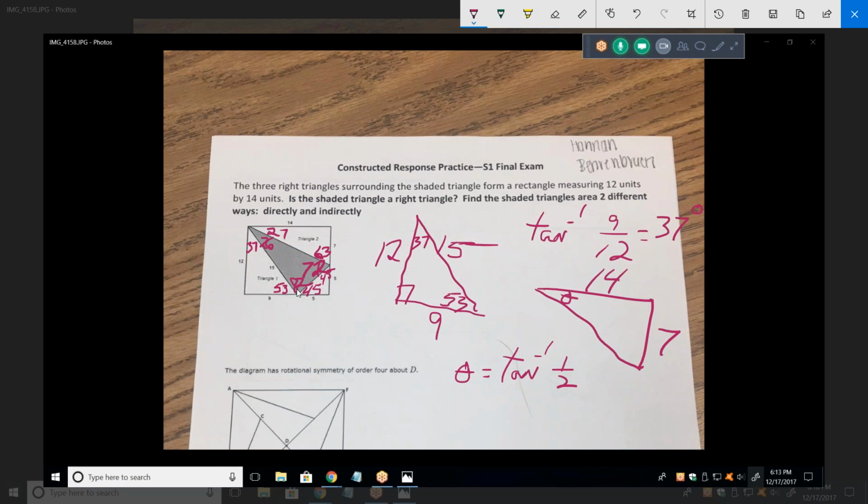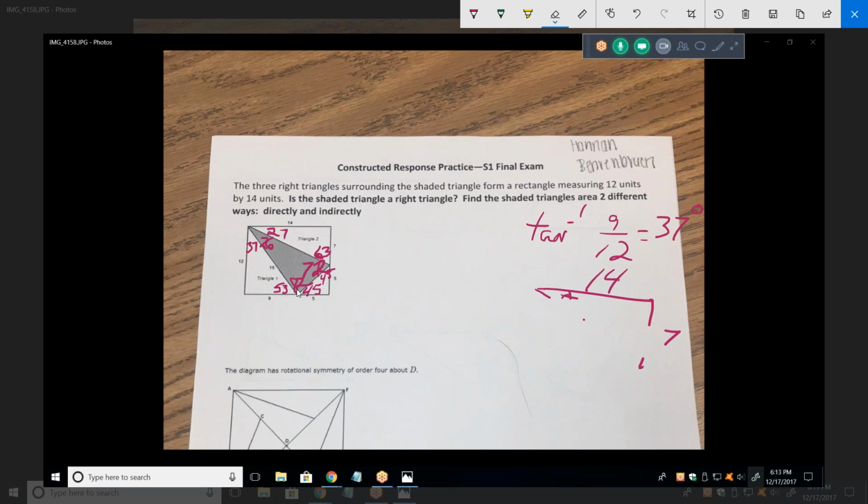Okay. Find the shaded triangle's area two different ways, indirectly and directly. Well, indirectly is pretty easy. Is that where you drop the altitude?